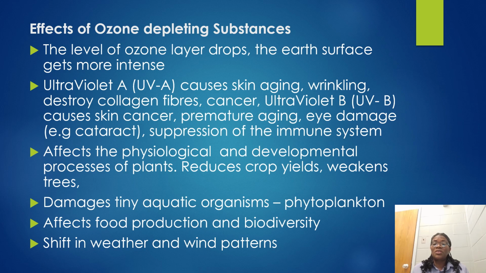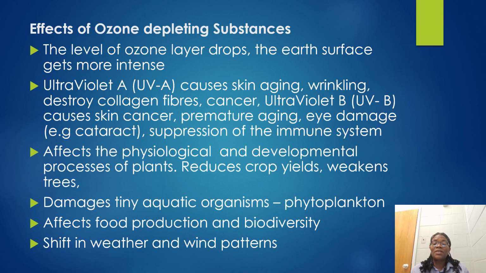When we have those substances, the ozone depletion substances, being released into the atmosphere, we now have the ozone layer being reduced, and you have the ultraviolet rays reaching the earth. As they reach the earth, they destroy or affect the physiological and the developmental processes of plants, and when the processes are affected, the plants will not be able to grow well, and so it reduces the crop yield and weakens the trees indirectly. That leads to reduced food production.